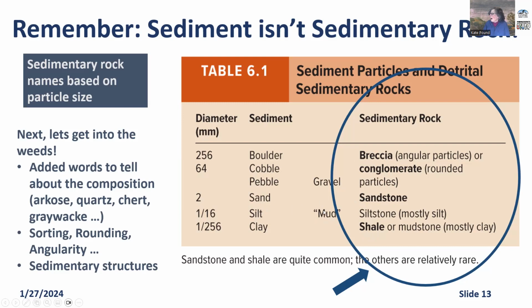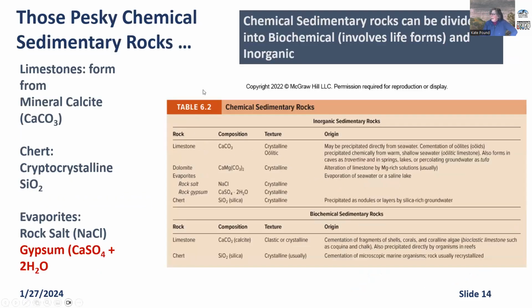And then if we have silt and clay-sized particles, this is where people get kind of sloppy. Generally, if that sedimentary rock is mostly made up of silt, it gets called a siltstone. And if it's mostly made up of clay-sized particles, it will get called a shale or a mudstone. So that's our sedimentary rocks. Now, those pesky chemical sedimentary rocks.